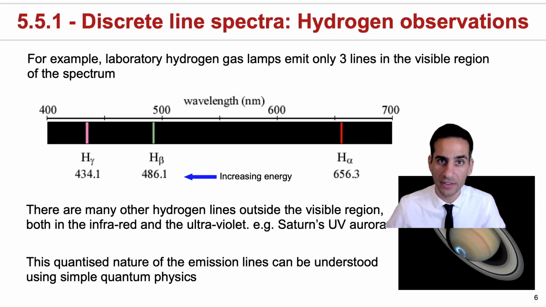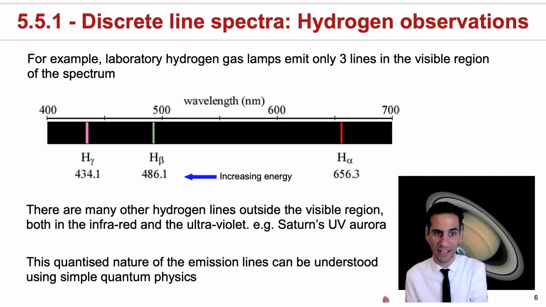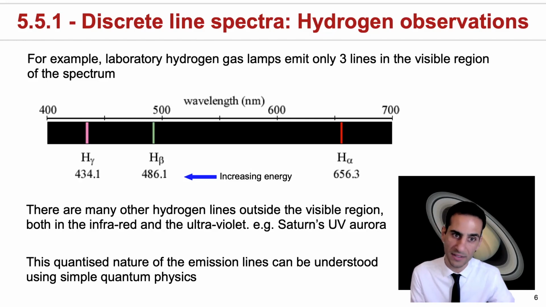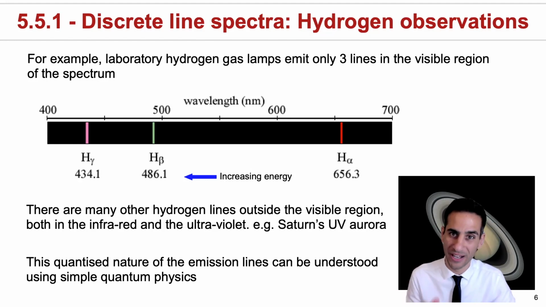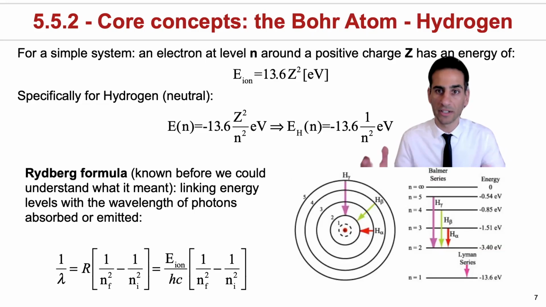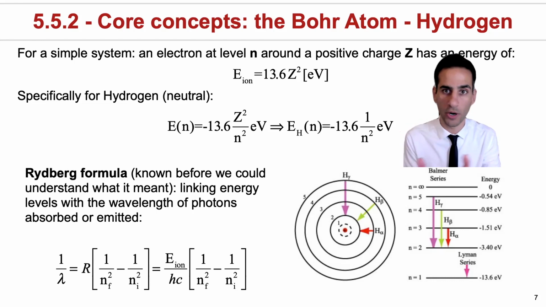The important point, and what we'll be exploring next, is that the quantized nature of emission lines due to quantum mechanics essentially allows us to understand what's going on using very simple quantum physics. And this is the reason why we will focus first on hydrogen atoms, or a system that only contains one electron. And we can explore hydrogen with the Bohr atom.